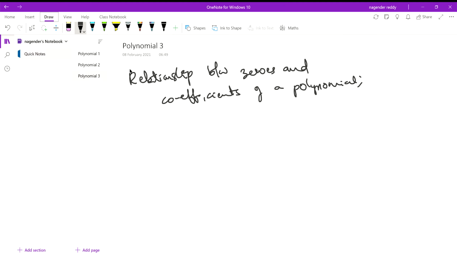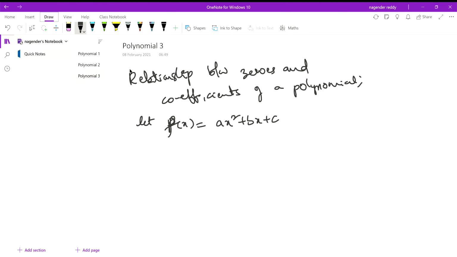Here, the relationship between zeros means it is compulsory to have more than 1. If it is more than 1, let us assume the polynomial f of x, or you can go for p of x, no problem. So let me go with p of x. P of x is equal to ax square plus bx plus c. This is your polynomial.